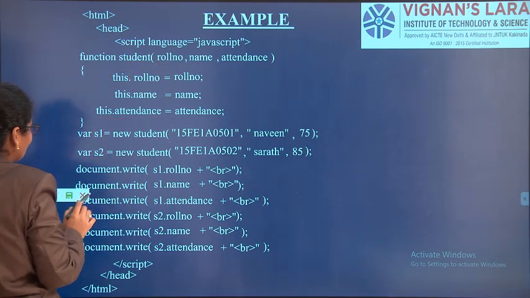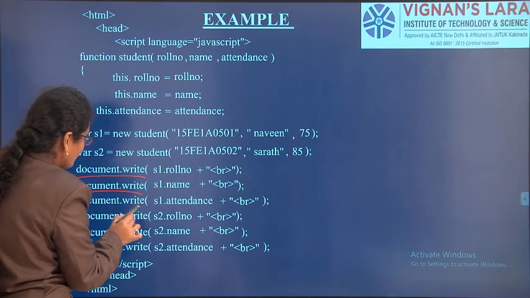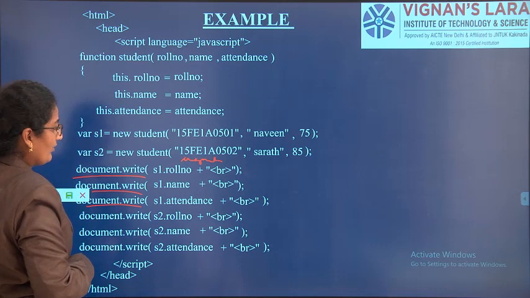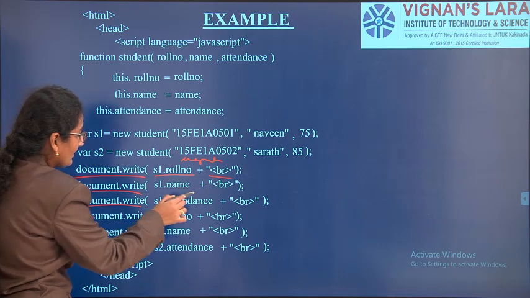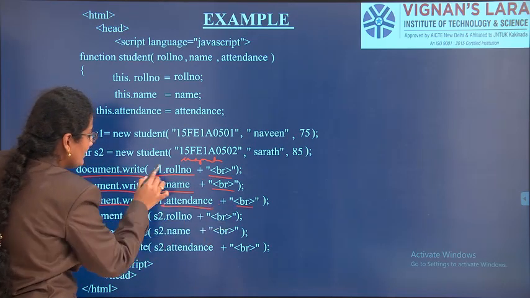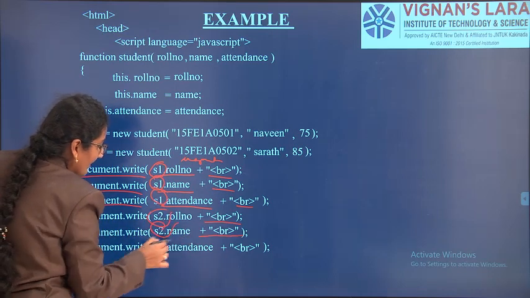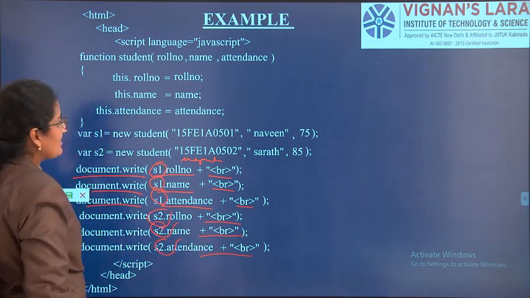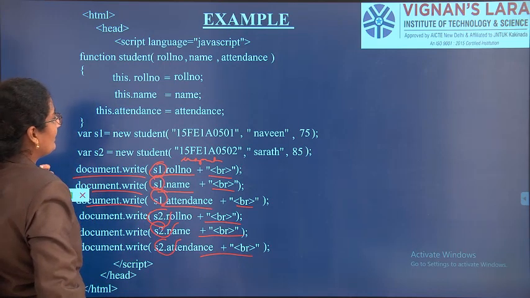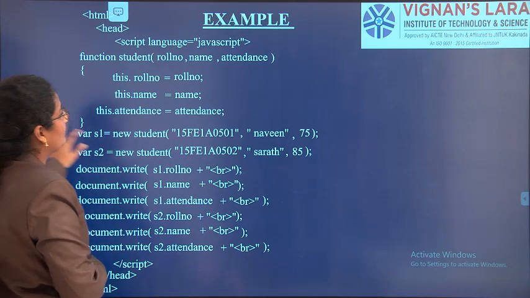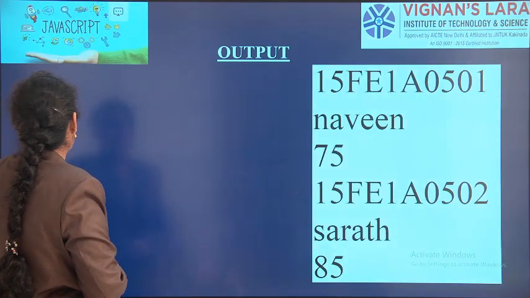Then you all know document.write is used for output. So roll number break, name break, attendance break. This is for S1. Then S2 roll number break, S2 name break, S2 attendance break. So S1 and S2 are two different students in our student object. We will see what the output will be for this.